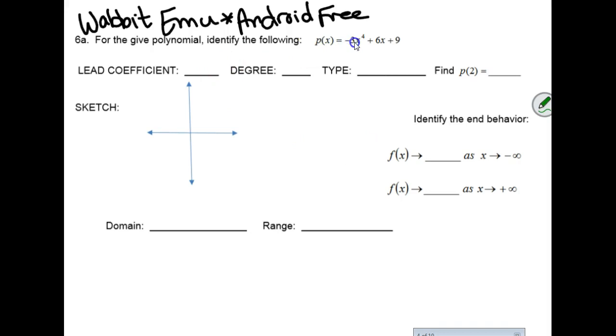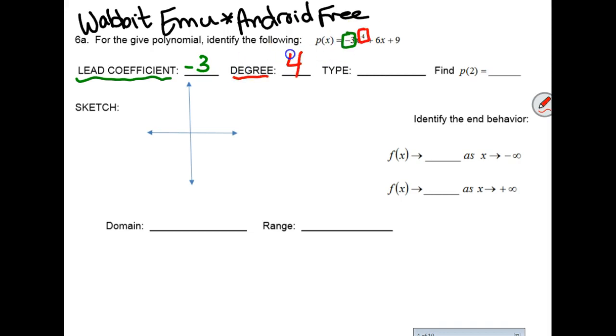So this polynomial is in standard form. That's nice. And then it says, what is your lead coefficient? So lead coefficient is the number in front of your first term when in standard form. So your lead coefficient is -3. The degree is the highest exponent that you see in the problem. So once you're in standard form, the degree is really easy to pick out.